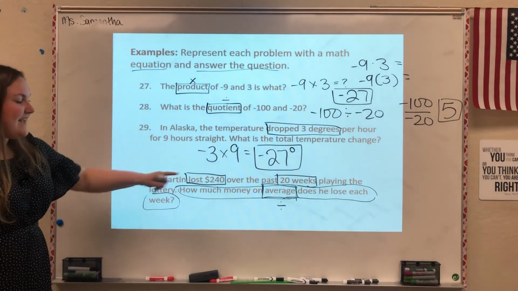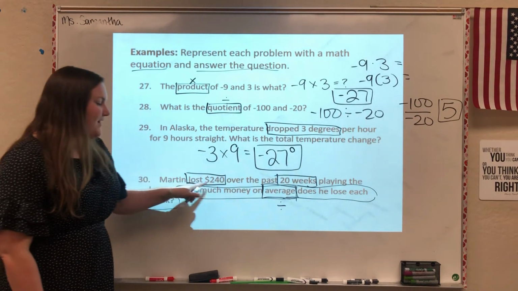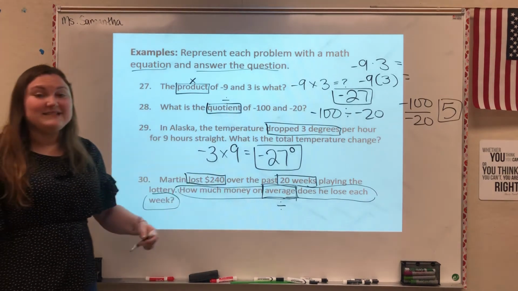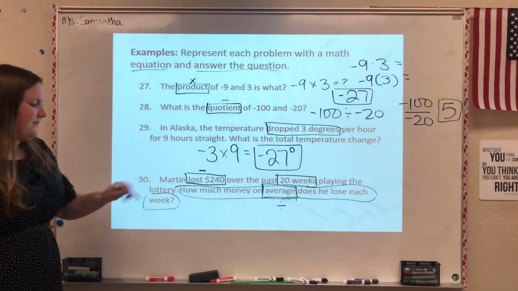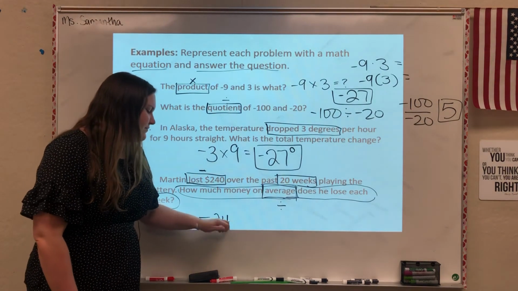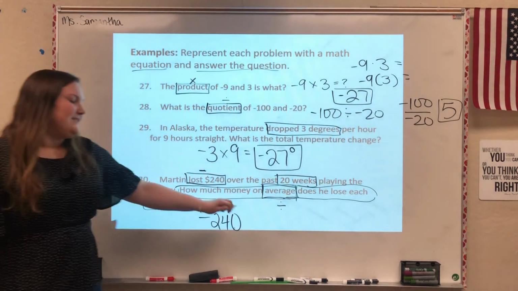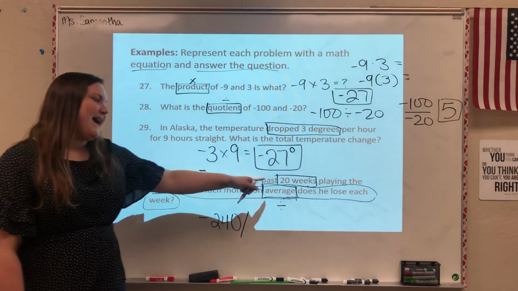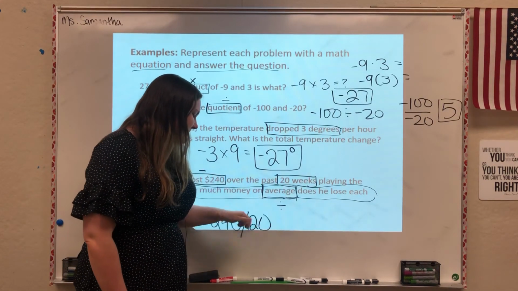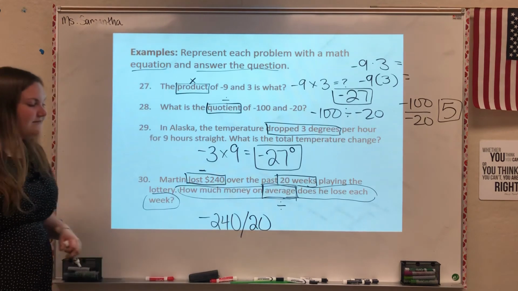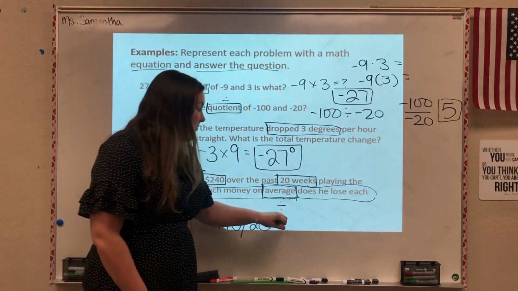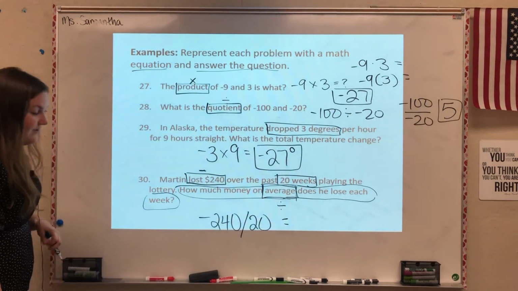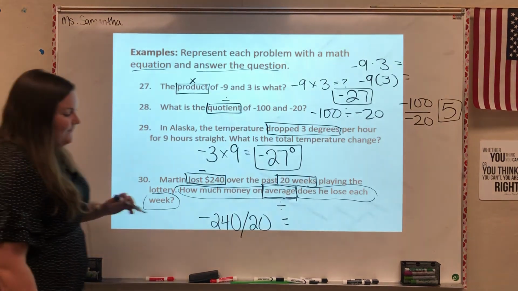Now the other thing, notice I put "lost" in that box with the 240. Again, that's money lost. The word lost is telling us it's going to be negative. I want to do -240 divided by our 20 weeks. Notice I'm using that division line, or that fraction line, to show division. So we get -240 divided by 20. Well, when you divide that out, what do you get?